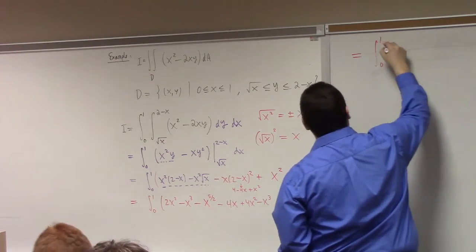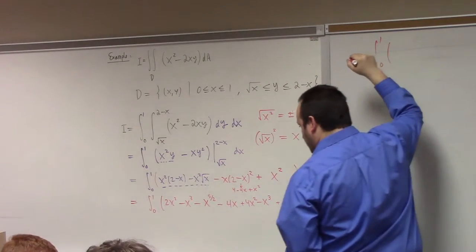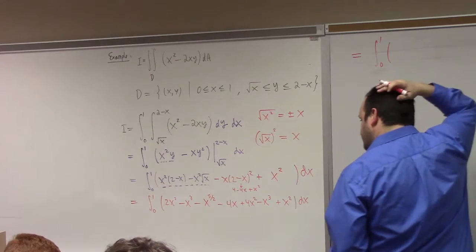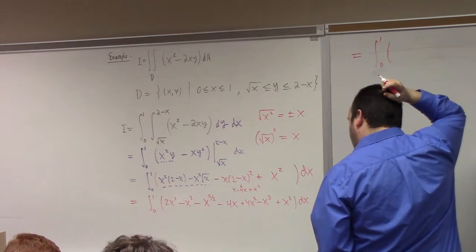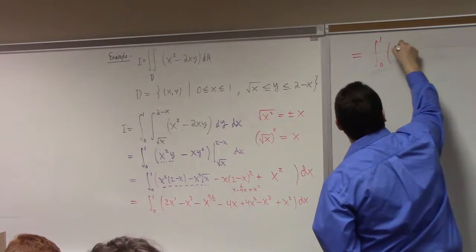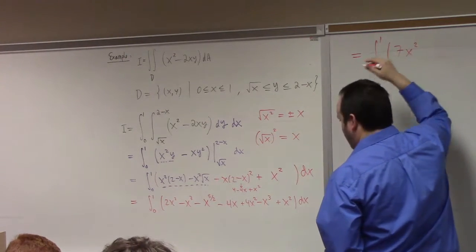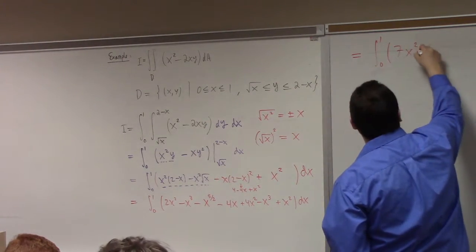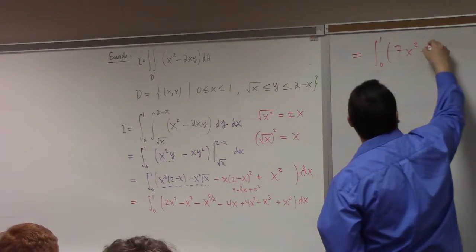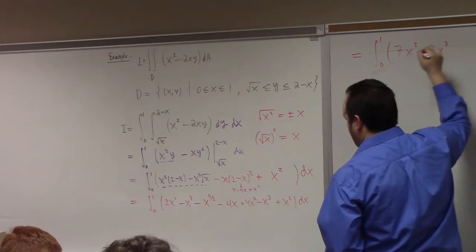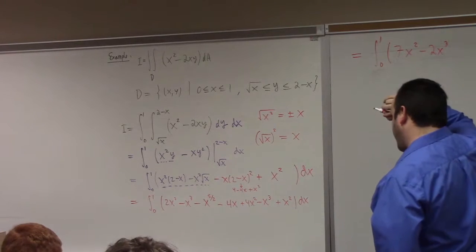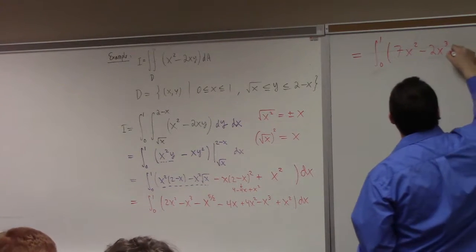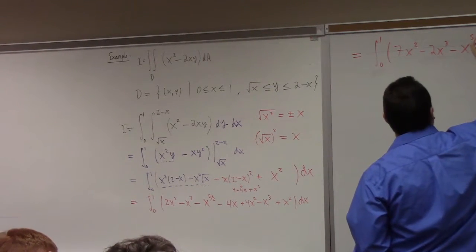So I have the integral from 0 to 1. Let me just clean this up a little bit before I actually do the integration. How many x squareds do I have in total? I got 2, 4, 7. Yeah, 7x squared. How many x cubed do I got? There's just one of them. Oh, there's 2 of them. Oh, thank you. I thought you said 1. I got 2 of those. I've only got 1x to the 5th, though, right? Minus x to the 5th, 5/2 rather.